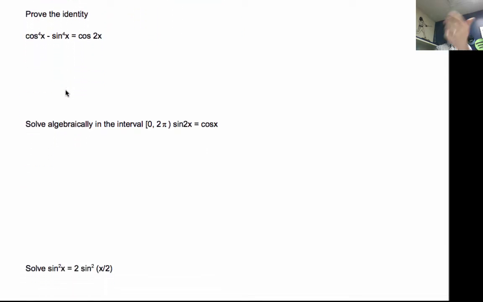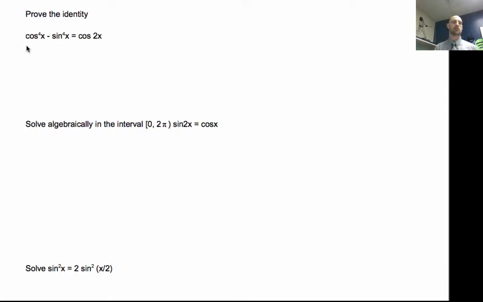Prove the identity. Now this one looks like something we've done before, right? And so I told you, if you see a 4th power, cosine to the 4th power, sine to the 4th power, be thinking about whether you could use a difference of squares here. So I've got two sides. I've got a double angle of cosine here, cosine of a double angle, and then I've got a difference of 2 squares over here. So which side's more complicated?